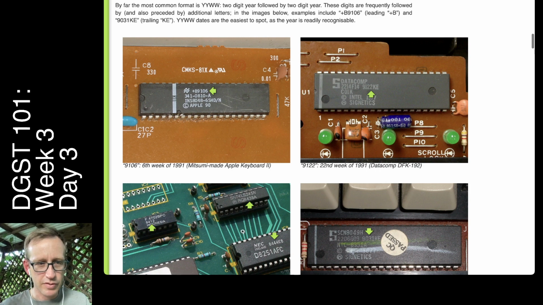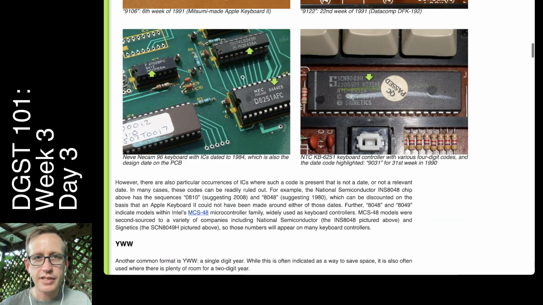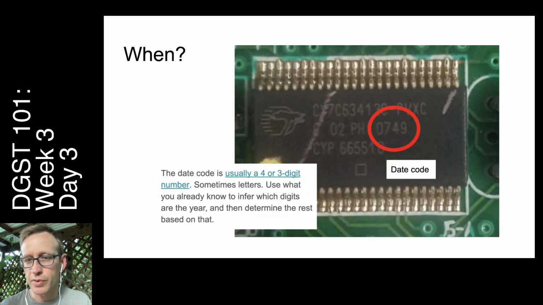9122, so sometimes they're swapped. 9122 is the 22nd week. In this case, I am pretty sure that 0749 is the 49th week of 2007. So that's why I was able to say earlier December. I can pick the month that this occurred in. So that's giving me some pretty specific information.